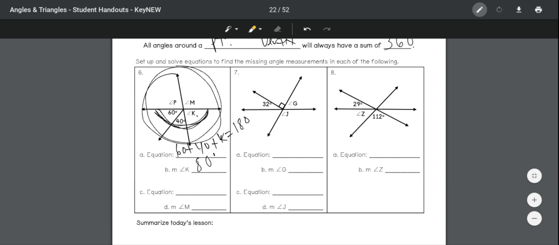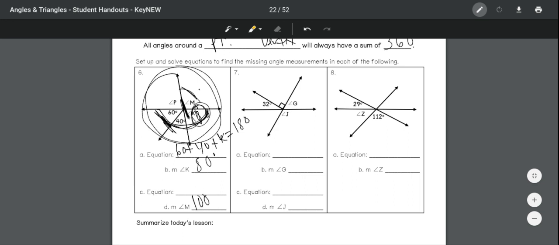Okay, and then they want you to find angle M. So again, it depends on how you want to look at it. Now that you know that K is 80, sometimes I'll write it in there. And so you could do different things. You could see that angle 60 and 40, when you put them together, they are vertical to M. So you know that M is 100. Or these two form a straight line. So you can do 180 minus the 80 to get 100. You can look at it either way.